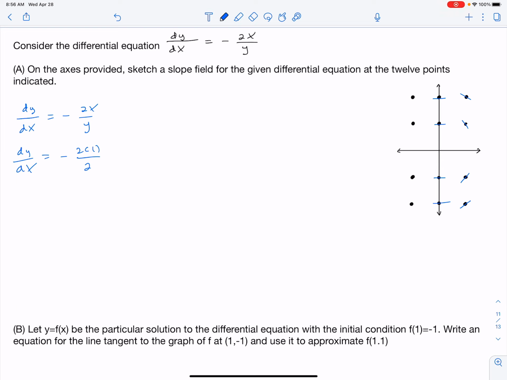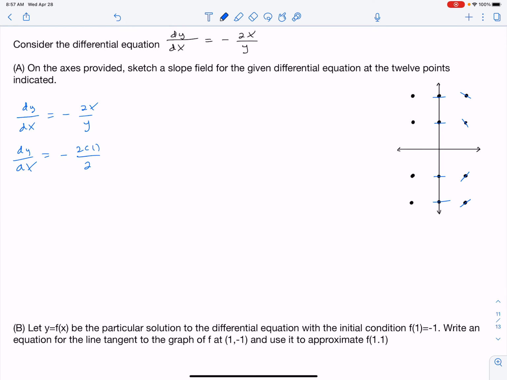Let's move on to the other side. So let's do (-1, 1). Now the x is negative, but the y is positive, so the whole thing's going to be positive. So it's going to look like this, because it's about 2. The other one's going to be about 1. So when we're finished, this whole thing kind of looks like maybe like that.